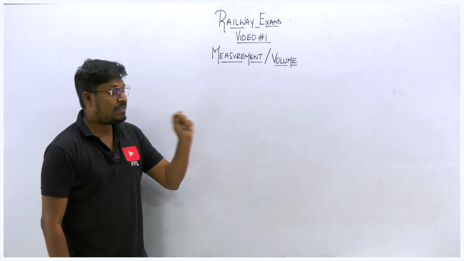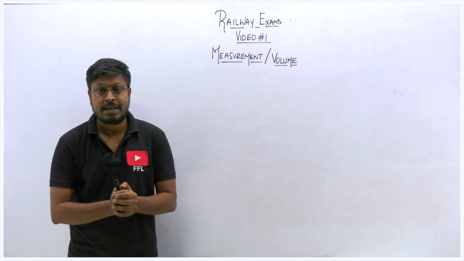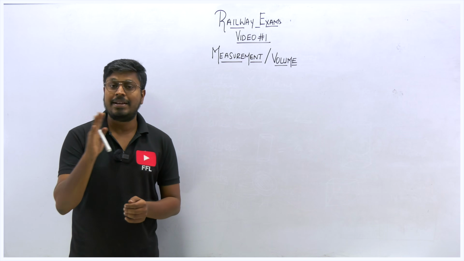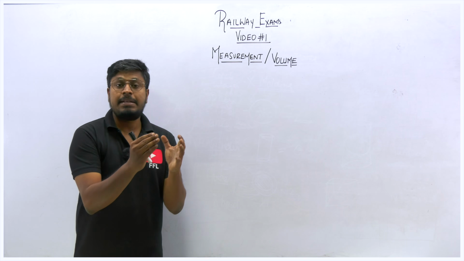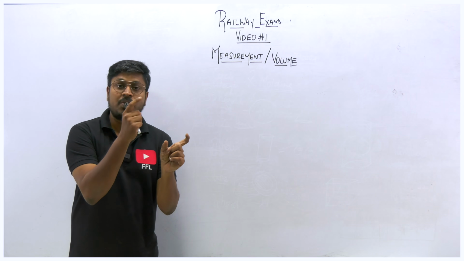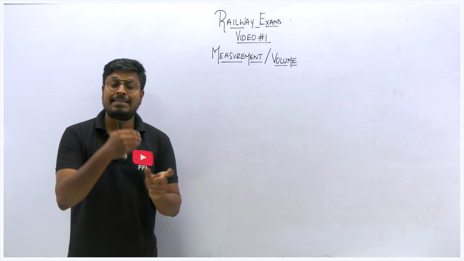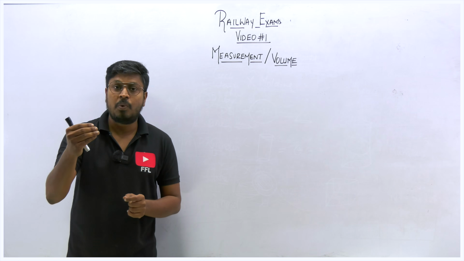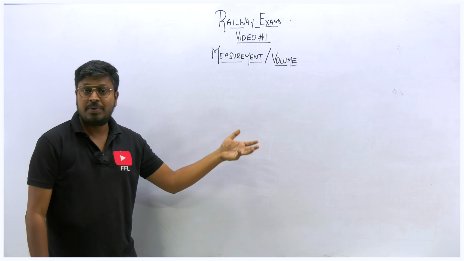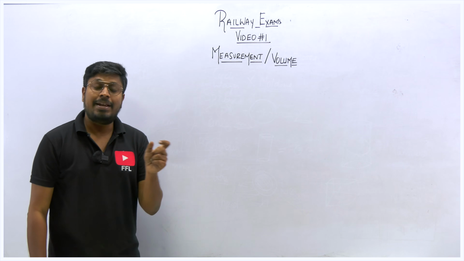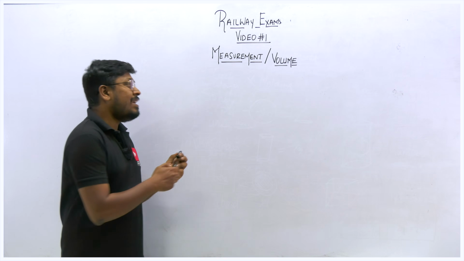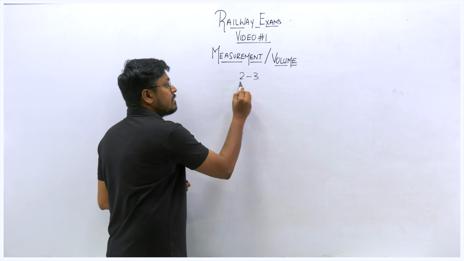So friends, here is the first video for the railway exam, starting with the topic measurements in quantitative aptitude. Inside measurement, we have two categories. One is the measurement based on area, 2-dimensional, and second is the measurement based on volume, 3-dimensional. I already told you in the first video, in the layout, that 2 to 3 questions will be asked from measurement on the railway exam. So easily you can get 2 to 3 marks in this area.